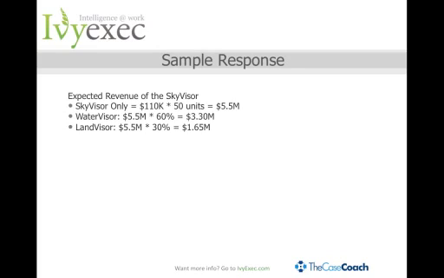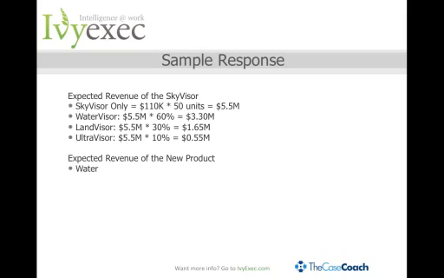So finally, if we develop the ultravisor, then I'll note that there's a 90% cannibalization rate of SkyVisor sales. So for the SkyVisor, we'll see 100% minus 90%, or 10% of 5.5 million, which equals about $550,000. So next, let's talk about the expected revenue of each product. We spoke about the water visor and how the Navy is interested in buying 45 units at around $220,000 each. So the quick math on that is $9.9 million.